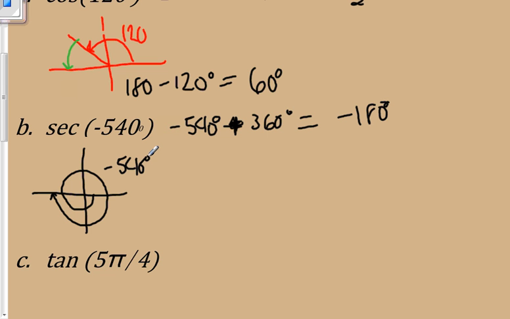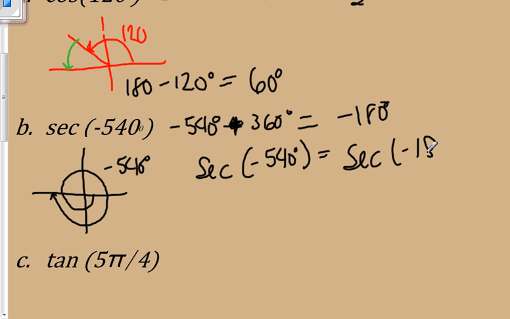And we don't have to worry about reference angles because it's lying right on the x-axis. So we can just say that the secant of negative 540 degrees is the same thing as the secant of a negative 180 degrees, which is equal to, it is the co-function of cosine. So the cosine of a negative 180 degrees is negative 1. The reciprocal of that is negative 1.